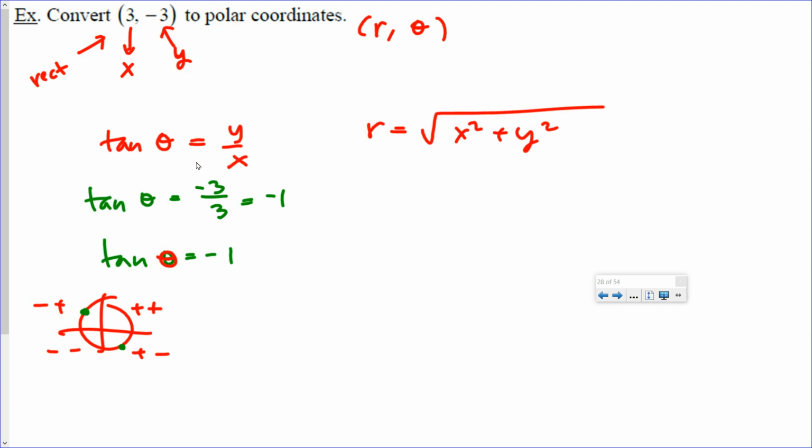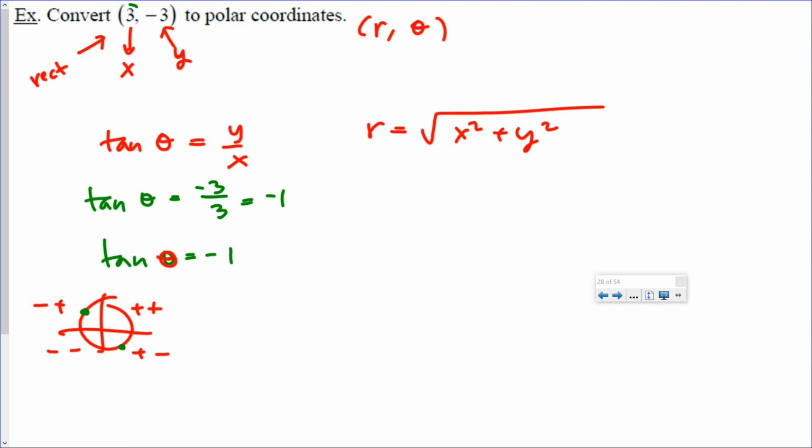Nowhere did it limit you that theta had to be limited between negative pi over 2 and pi over 2. Had it been an arctangent, yes. But this is just saying tangent theta is -1. So you actually have an infinite number of answers. Okay, so let's talk about this. Which one would I pick? And how do I know which one I would pick?